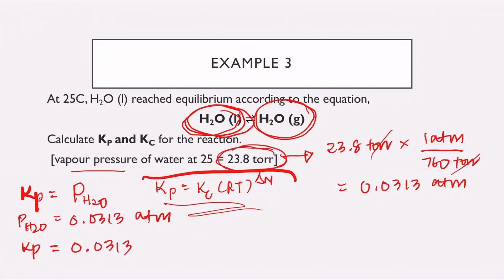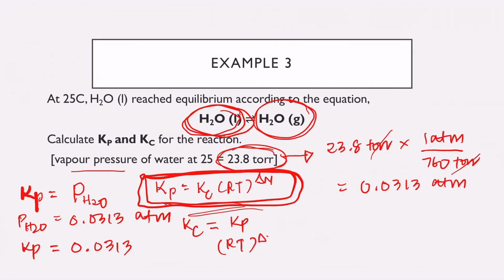Then you're going to use this formula. You will learn it later, but it's easy, like physics or maths, just substitute the values. So you're going to find Kc. How to find Kc? You're going to rearrange that formula. Kc equals Kp over RT to the power of delta N.